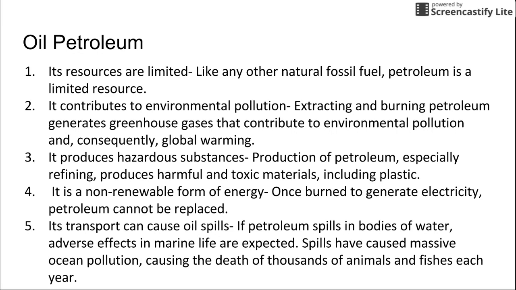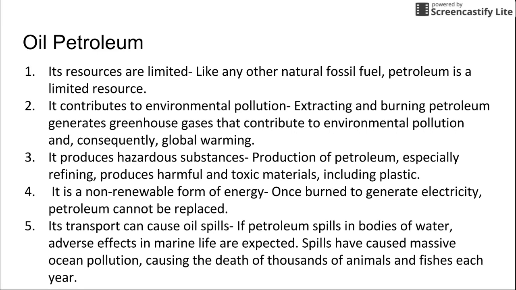Oil, petroleum, its resources are really limited like any other fossil fuel. It contributes to environmental pollution. Extracting and burning it generates those greenhouse gases again that contribute to environmental pollution and global warming. It produces really hazardous substances during refinement, which is really harmful and toxic materials, including plastic. It's a non-renewable form of energy, so once it's burned, it cannot be replaced.